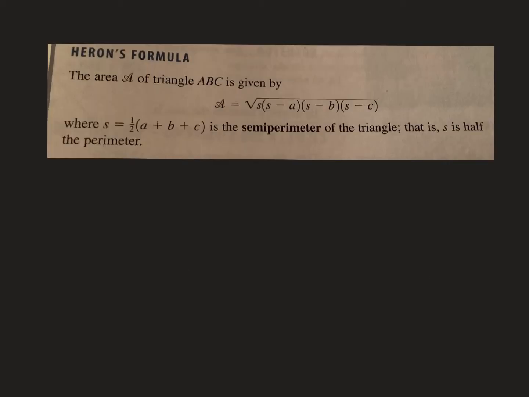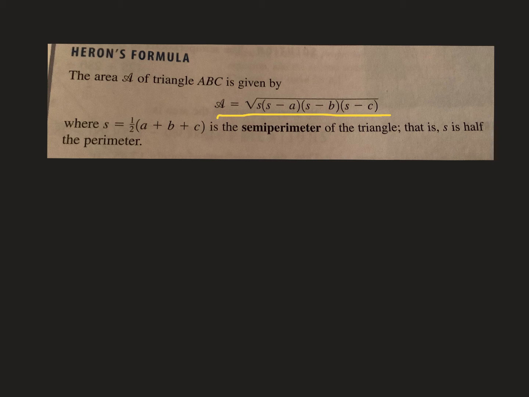Last thing today. This is called Heron's formula. It's one of the best formulas ever. Your geometry teacher should have taught it to you, but they didn't because they had to teach you other stuff. But this is so good. It says the area of a triangle is given by this. This is how you find the area of any triangle. You do the square root of S times S minus A times S minus B times S minus C.